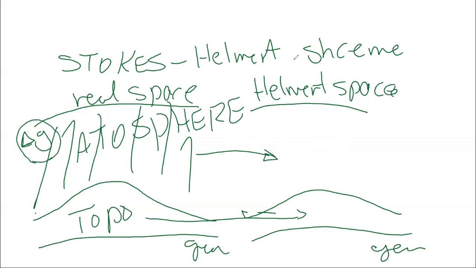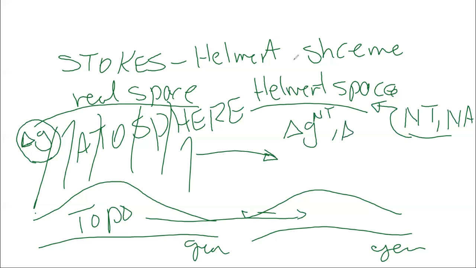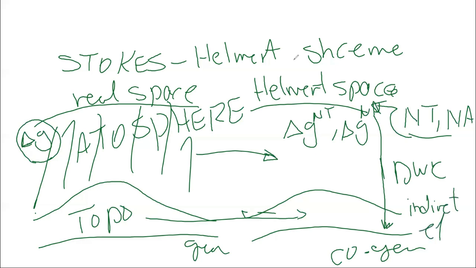Then they go to a no-topography, no-atmosphere space, which is called Helmert space. And they have the data G, no topography, no atmosphere. And here they perform downward continuation. And they come to something which is similar to geoid, but it is called co-geoid. Later, they will apply the indirect effect to change the co-geoid to the geoid.